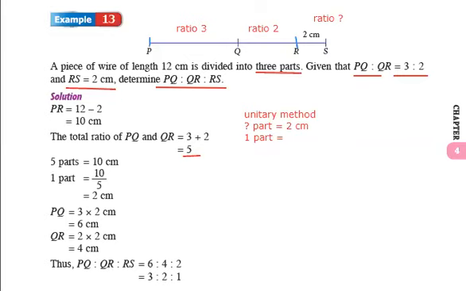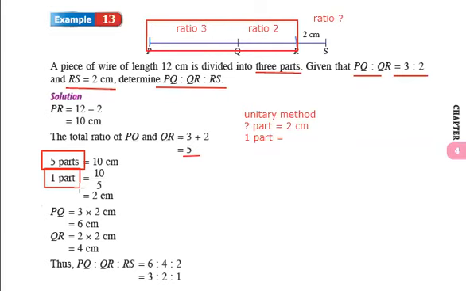So I do my unitary method but in a different way. 5 part means here. Okay, bahagian sini. Bahagian sini macam mana saya nak lukis ya? Okay, bahagian sini, P dan Q. Bahagian sini ialah nisbah total up 5. So 5 part is 10 cm. Okay, so 1 part I will have division and then I will get my 2 cm.